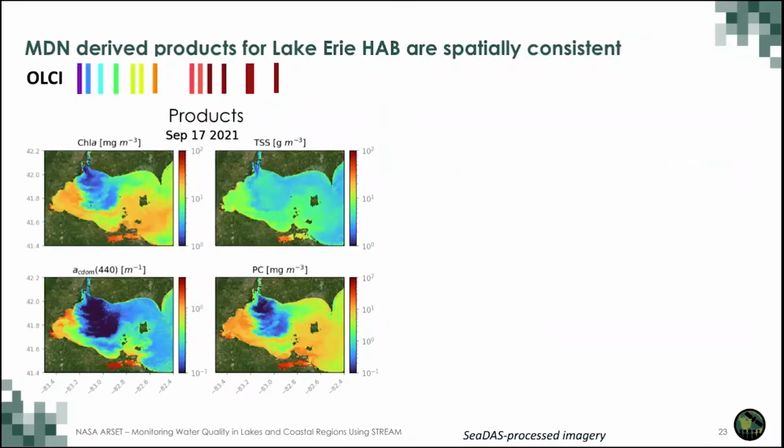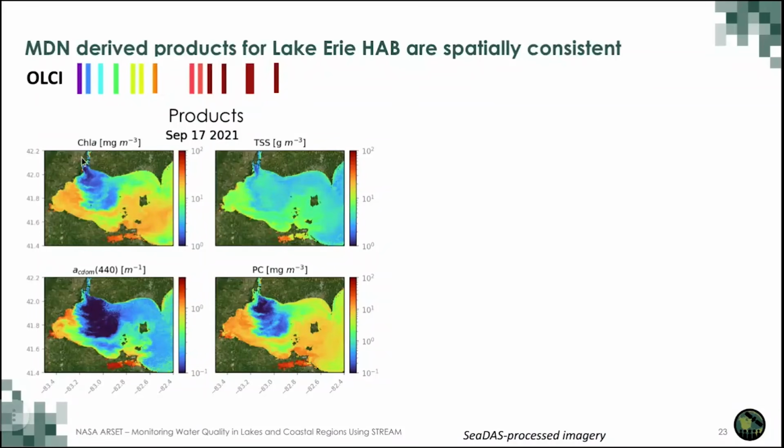So the products you see in the bottom left are actually from OLCI instead of MSI. So OLCI has more bands. We expect it to do a little bit better in terms of product accuracy as well as atmospheric correction for these regions. And we're using it here just to look at the spatial consistency of our mixture density networks when applied to atmospherically corrected data.